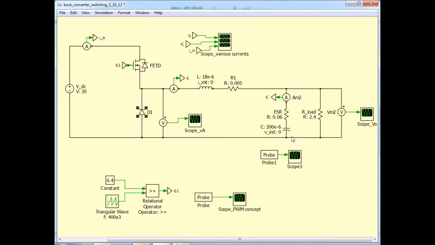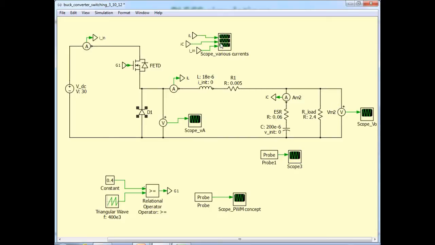Then here is the output capacitor, and the capacitance, as we designed, was 200 microfarad, and the ESR, which is shown explicitly, is 60 milliohms, 0.06 ohms. I also have an ammeter to measure the capacitive current. Finally, this is the output load resistance, and I'm simulating a condition of maximum load current of 5 amperes. So it is 12 volts divided by 5 amperes, which gives me 2.4 ohms. And I have a voltmeter to measure the output voltage.